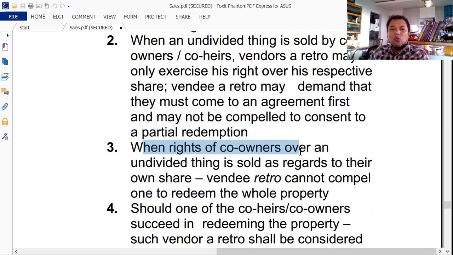When the rights of co-owners over an undivided thing are sold as regards their own share, the vendee a retro cannot compel one to redeem the whole property. So this is the other way around. It's now the vendee who cannot compel the redemption of the whole property by one of the co-heirs. Okay.